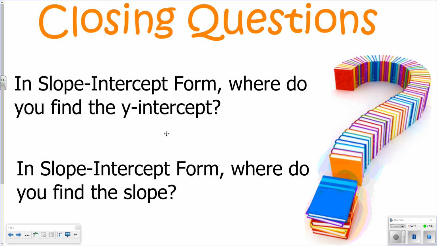So in slope-intercept form, where do you find the slope? It's the b, or the intercept, sorry, the b is the intercept. Where do you find the slope? That's the m.